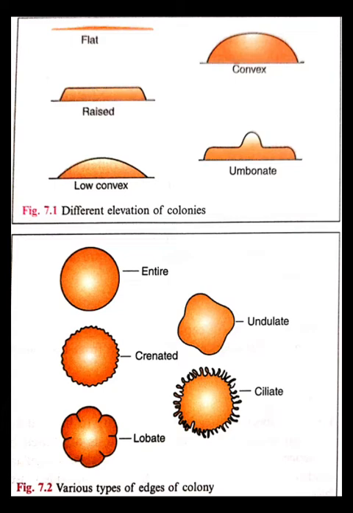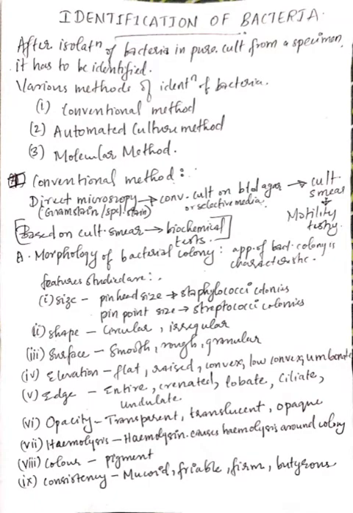We could remember this by the term "flour". Okay, if you want, it's not necessary. And the fifth one is the edge. It could be entire, crenated, lobate, ciliate or undulate. Sixth one is the opacity. It could be transparent, translucent or opaque.